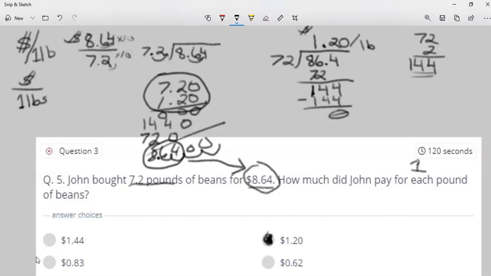But back to the original answer here would tell us that $1.20 per pound for 7.2 pounds would be a total of $8.64. And that will conclude this video for question 3, quizzes math lesson number 8. Send me some feedback if you have any questions about that.